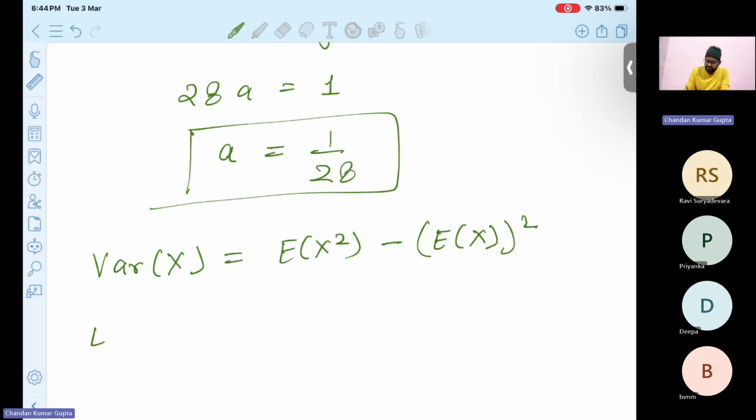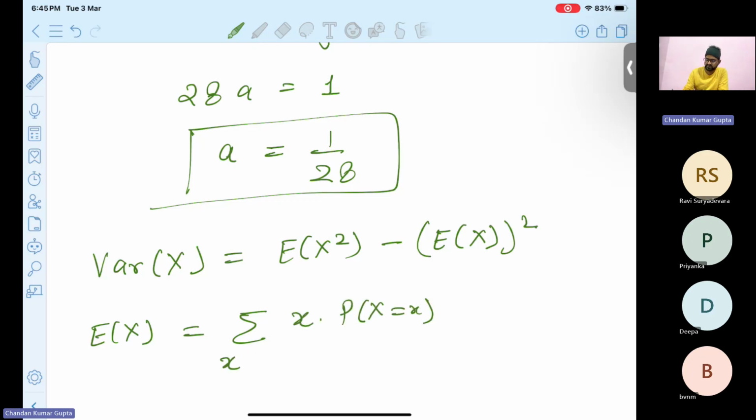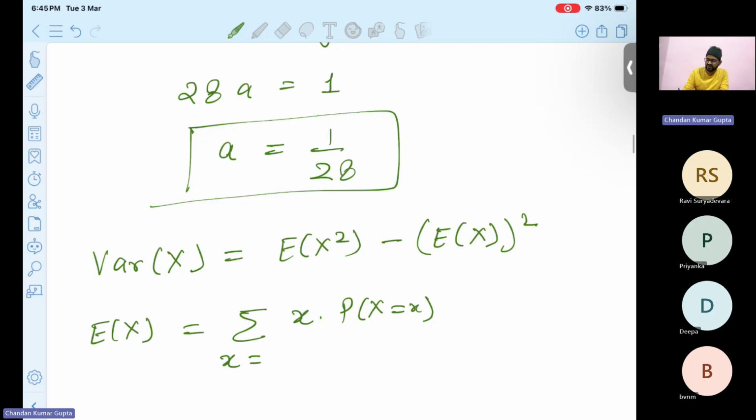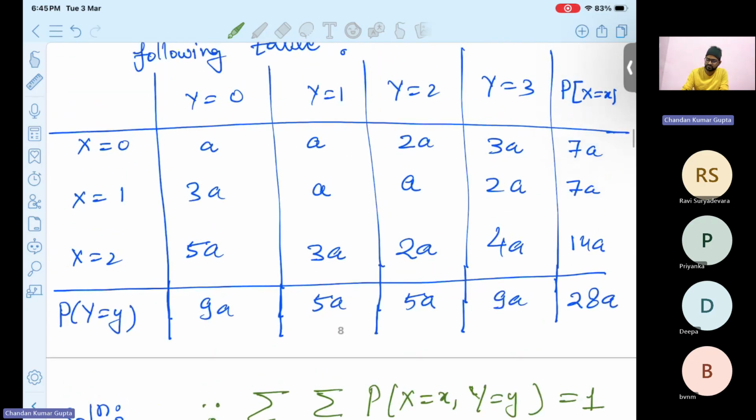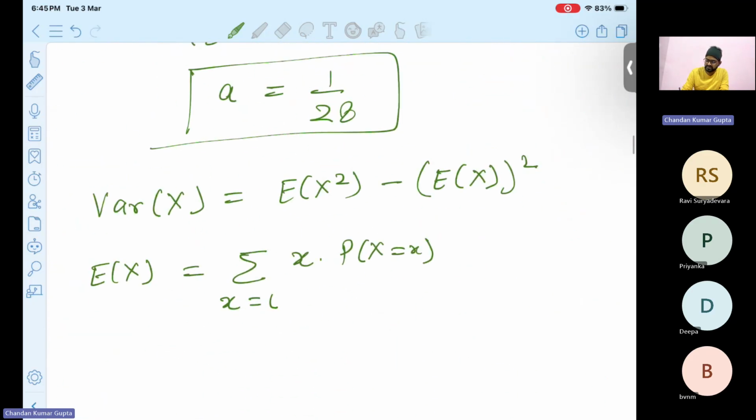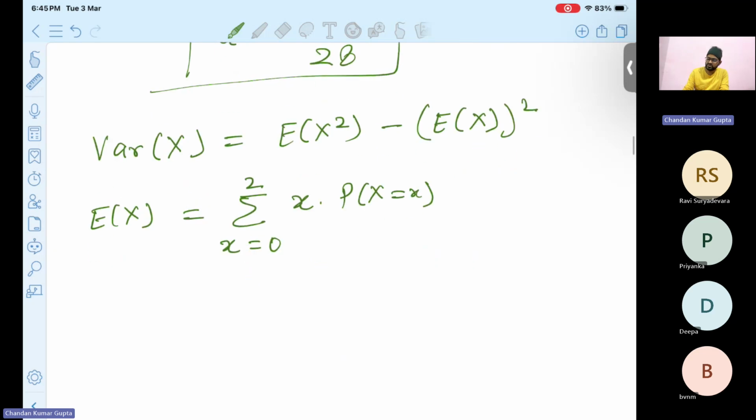So let's first calculate the expectation of X. It's a simple question, just go step by step and you will find the variance. It is the sum of x times the probability that X equals x. The value of X comes out to be 0, 1, and 2. So let me write here 0, 1, and 2.